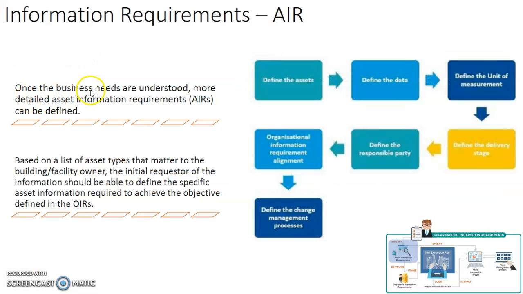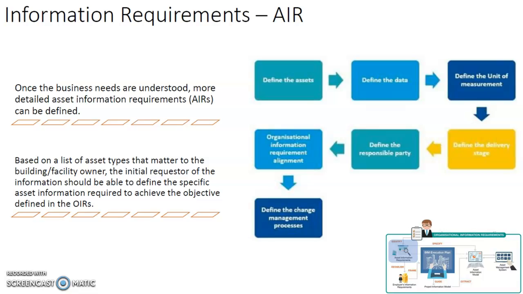Once the business needs are understood, more detailed asset information requirements can be defined. So you then go down to the asset information requirements, or the AIRs. Based on a list of asset types that matter to the company, the initial requester of the information should be able to identify the specific asset information required to achieve the objective defined in the initial strategic level.